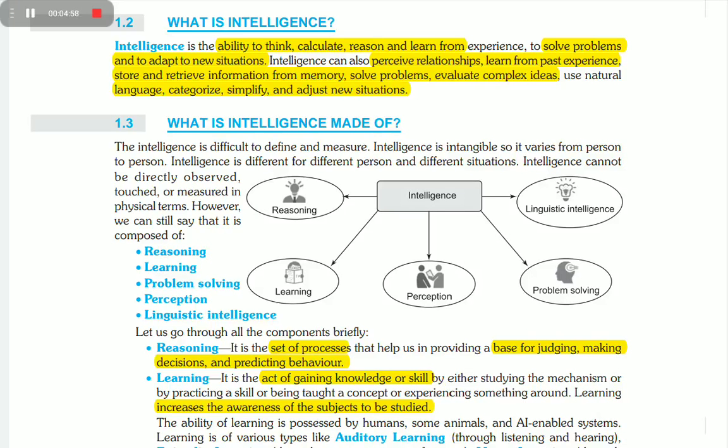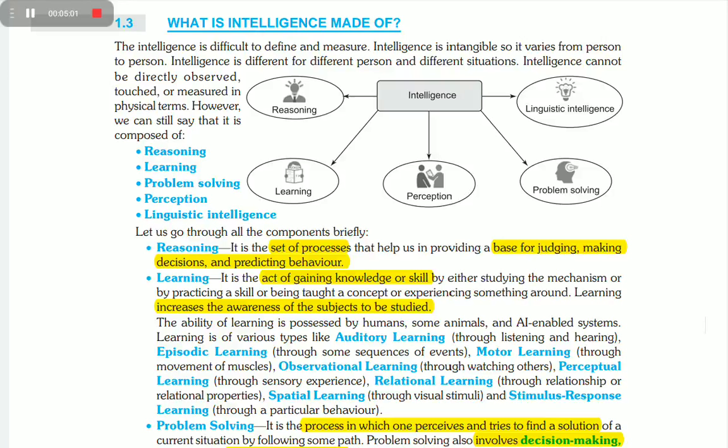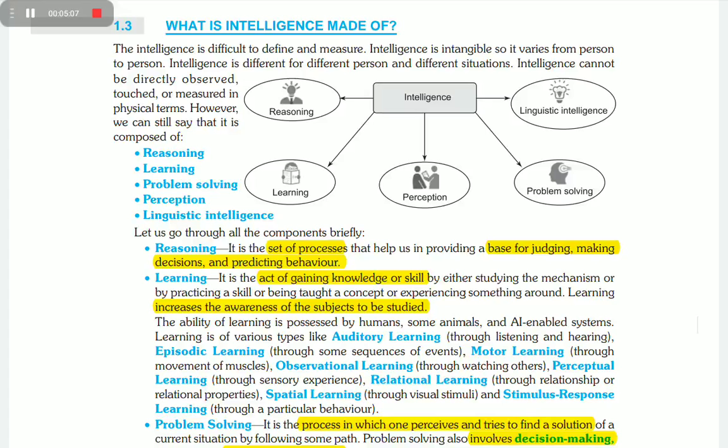Now we will come across the topic: what is intelligence made up of? Intelligence is difficult to define and measure. That means we don't have a proper definition, or it is difficult, not impossible, but difficult to find the proper definition of intelligence and its measure, like 60%, 90%, etc.